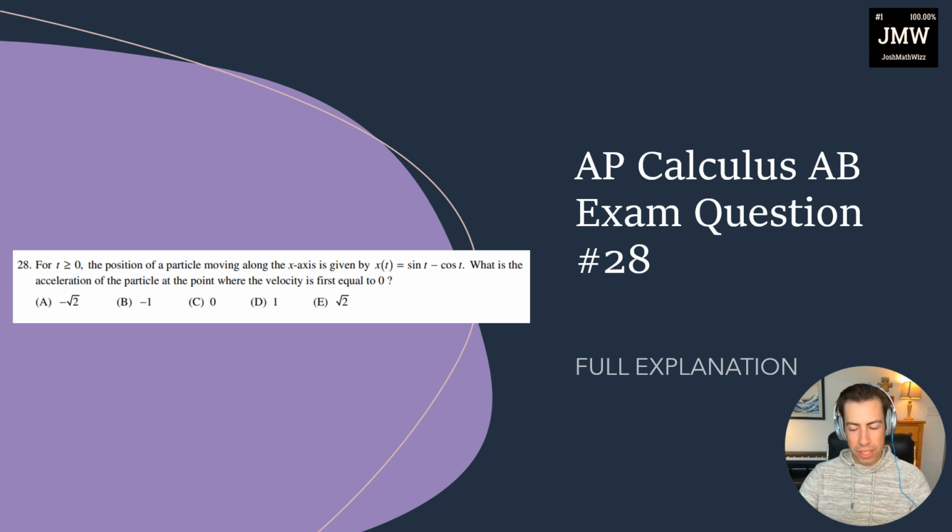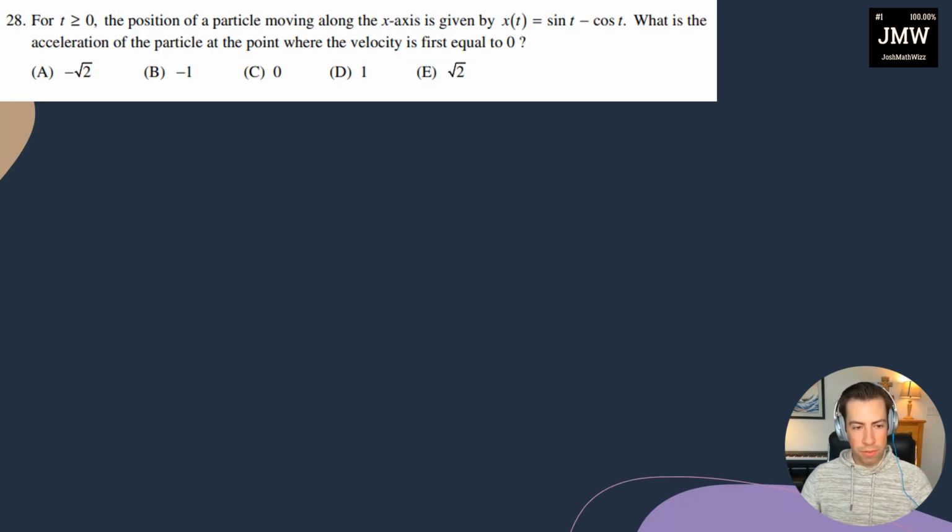Okay, let's look at question 28. So we have, for t greater than or equal to 0, the position of a particle moving along the x-axis given by this function. What is the acceleration of the particle at the point where the velocity is first equal to 0?